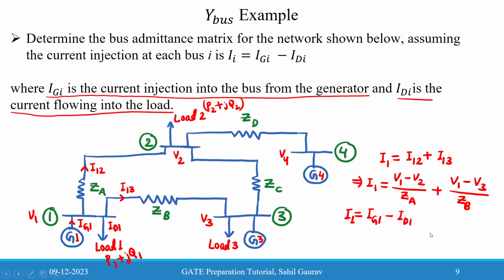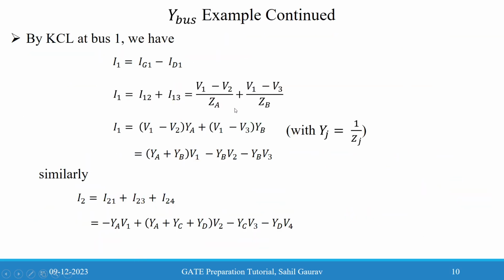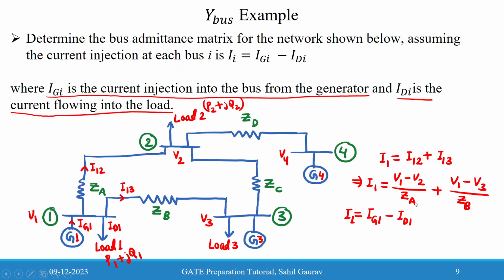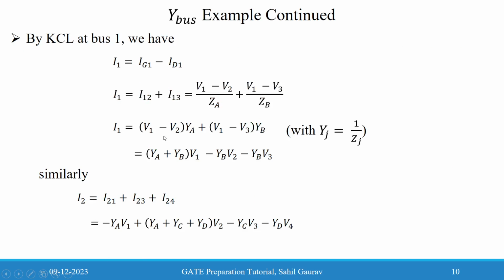So I have written down here I12 plus I13, the same thing. Now we simplify this using the admittance value, which is the reciprocal of the impedance value. So we can write YA is equal to 1 divided by ZA, and YB is equal to 1 divided by ZB. So we will get I1 as (YA plus YB) into V1 minus YA V2 minus YB V3.